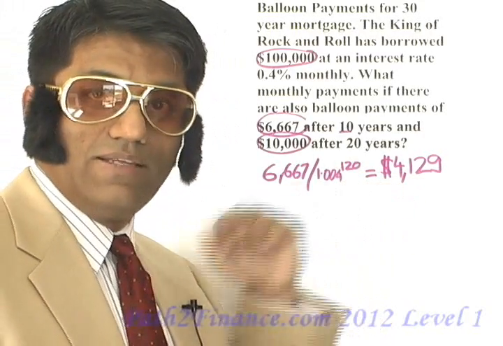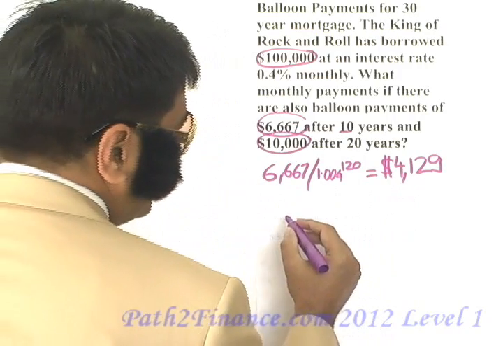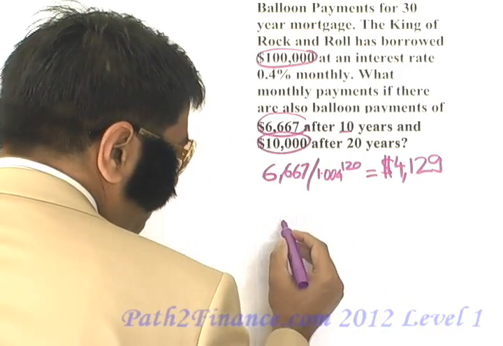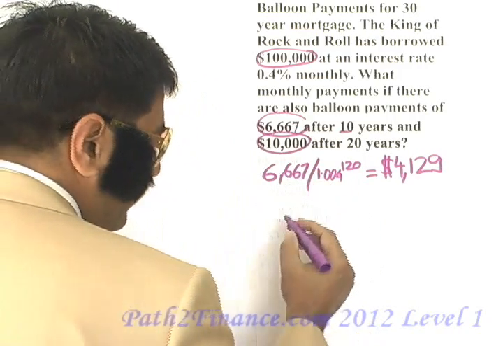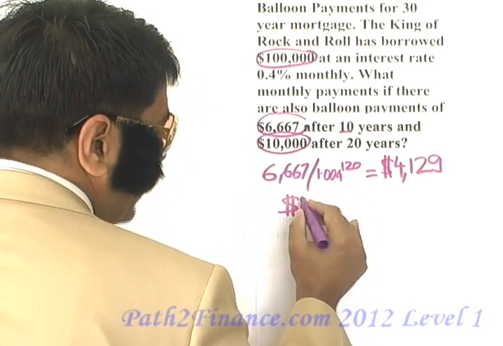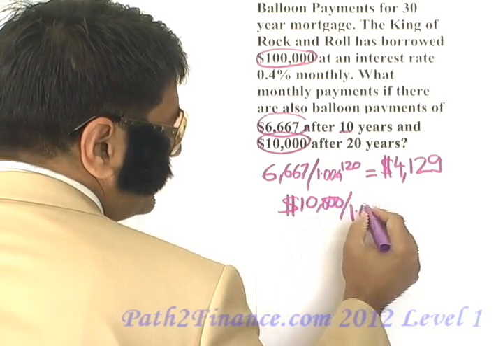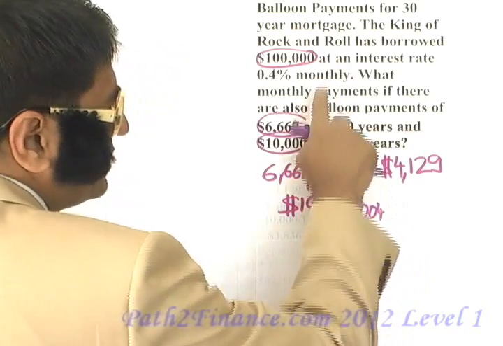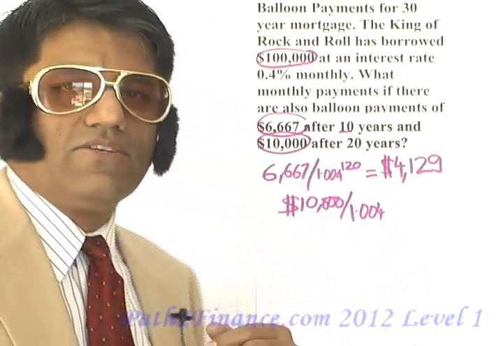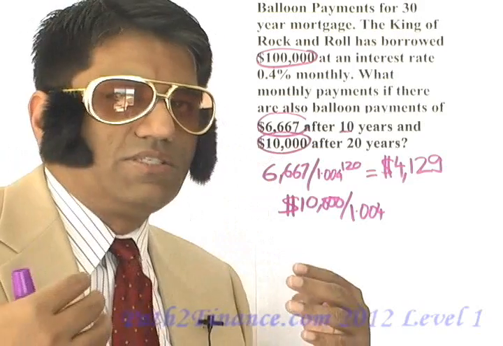It's $4,129. Next, you will look at the value of the balloon payment of $10,000. So that will be 10,000 divided by 1.004. Now this is 20 years, so that will be 240 months.